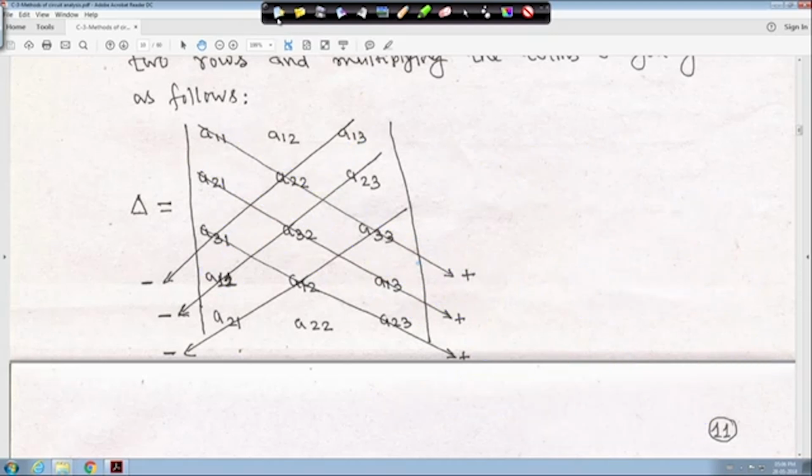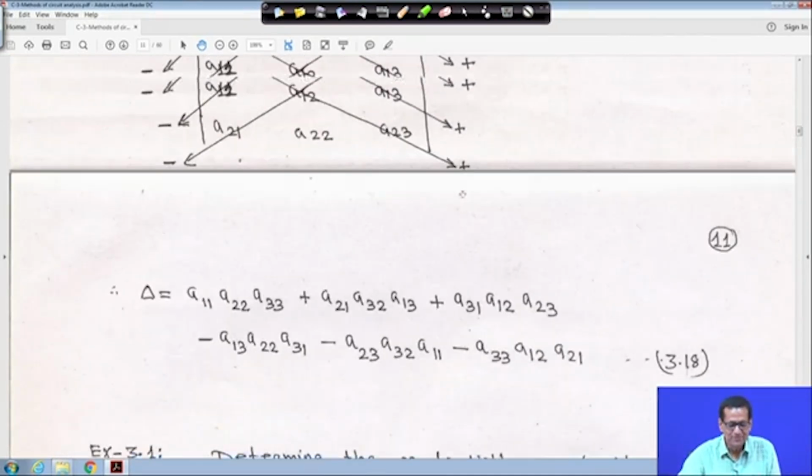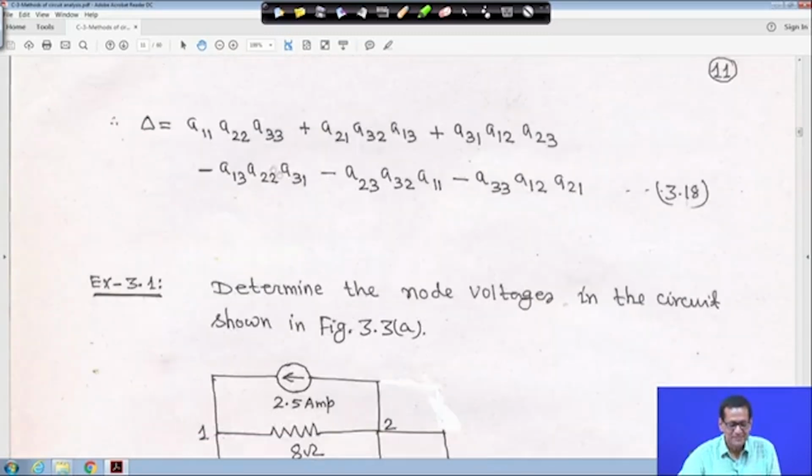So let me clean it. That is why I made it like this. And finally, whatever I wrote the way I told you, the same thing is written here. So this is your delta, the same thing is written here.